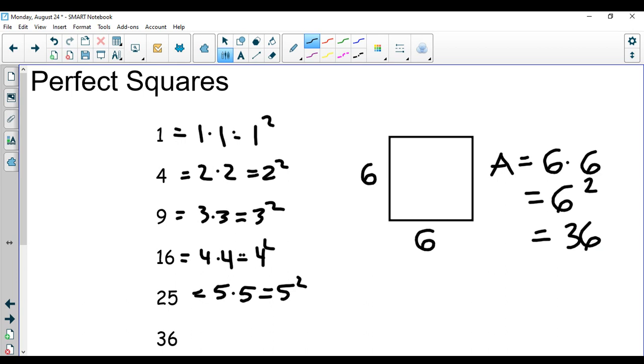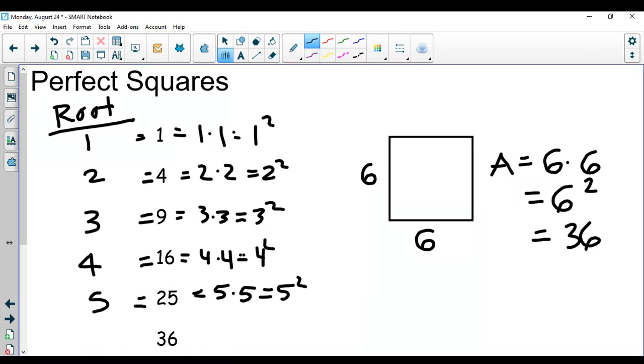Okay. When you look at just the root of these numbers, we're just looking for one of those little pairs of numbers. So the square root of 1 would be 1, right? The root number for 4 would be 2. The root number for 9 would be 3, etc. 4, 5, 6.